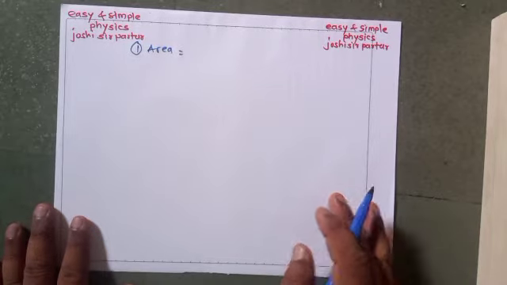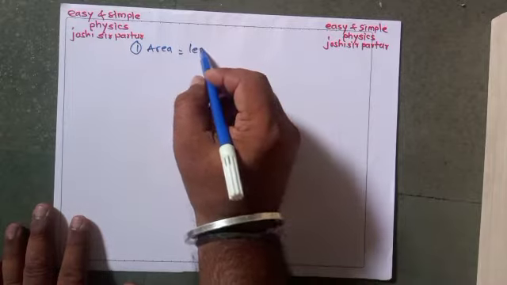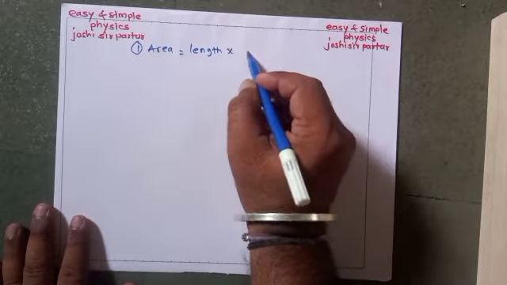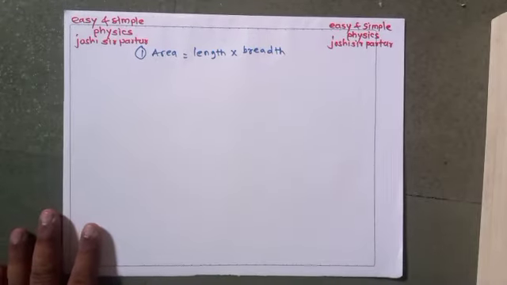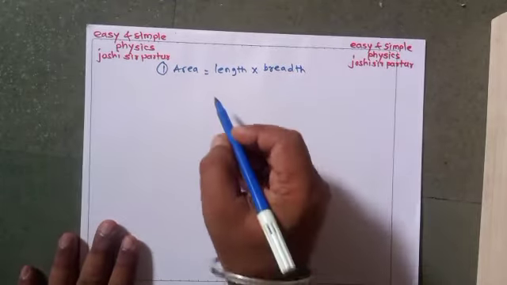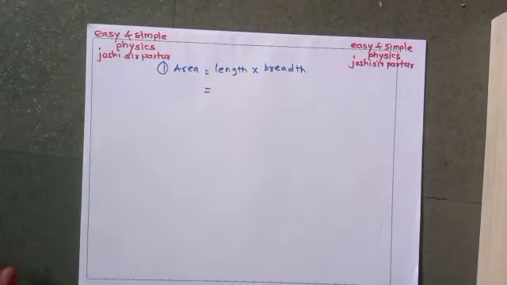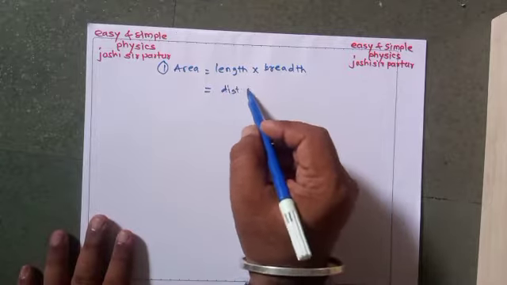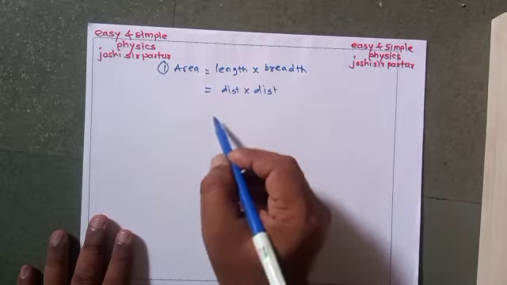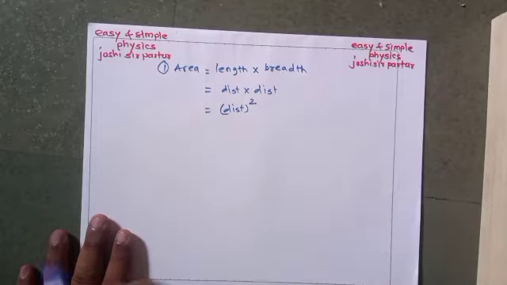The formula and definition for area: it is the product of length and breadth. We know that length is also a distance, and breadth is also a distance. So the formula for area will be distance square.